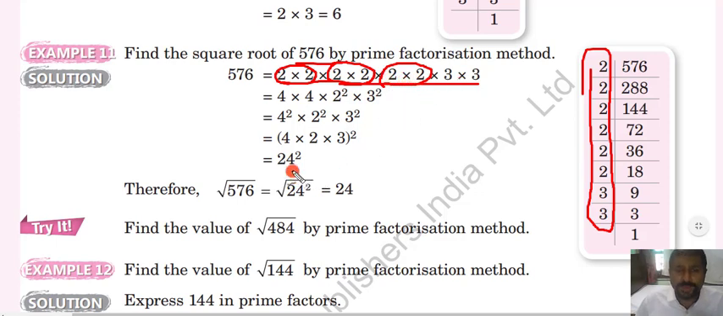And taking the square root, what will happen? You remove all the square signs. So what will we get? 2 into 2 into 2 into 3, and on solving it comes out to be equal to 24. Or you can use this method, what they have done here. If you can understand, that's well and good.